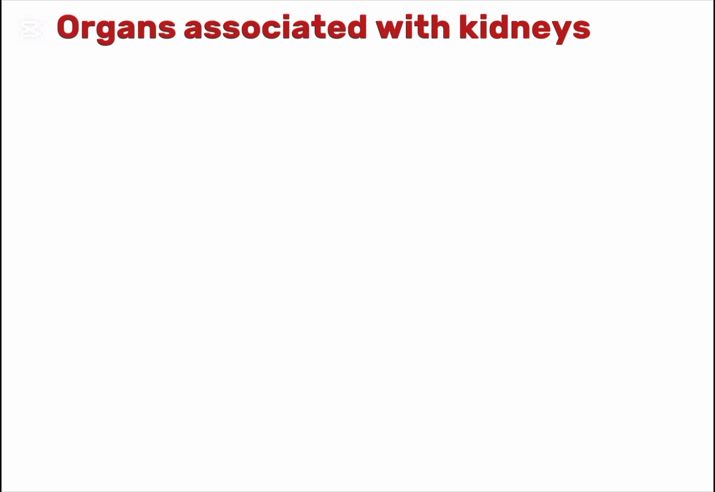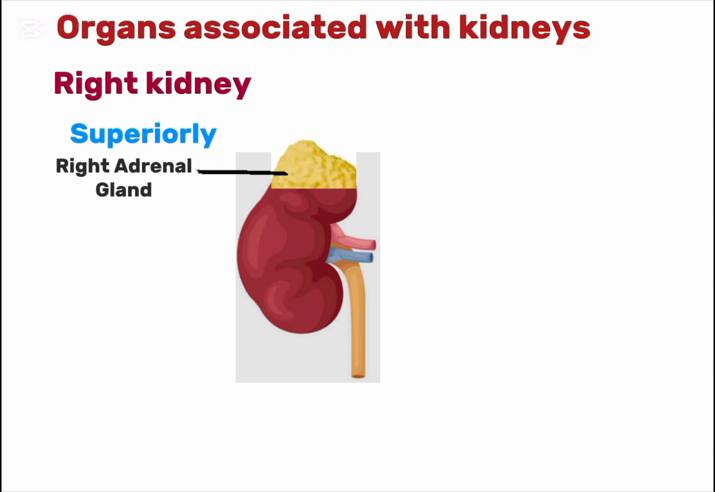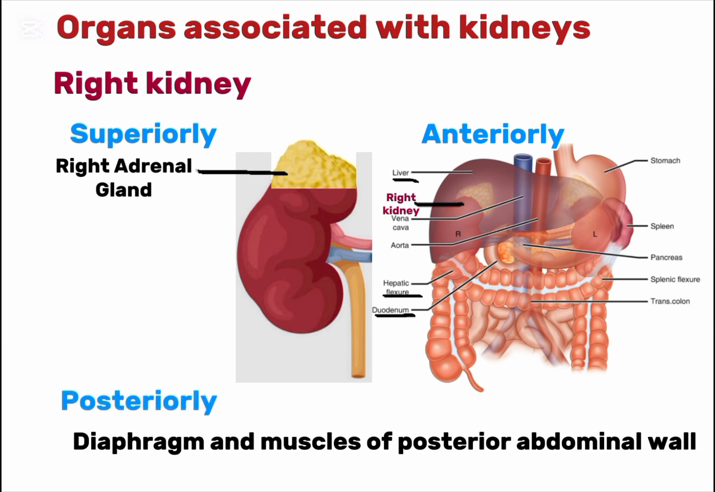As kidneys lie on each side of the vertebral column, each kidney is associated with different structures. First we will talk about the right kidney. Superiorly, right kidney is associated with right adrenal gland, that is an endocrine gland associated with secretion of hormones. Anteriorly, there are right lobe of the liver, duodenum and hepatic flexure of colon related to the right kidney. Posteriorly, there is diaphragm and muscles of the posterior abdominal wall.